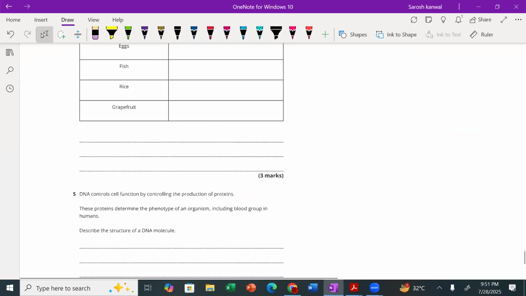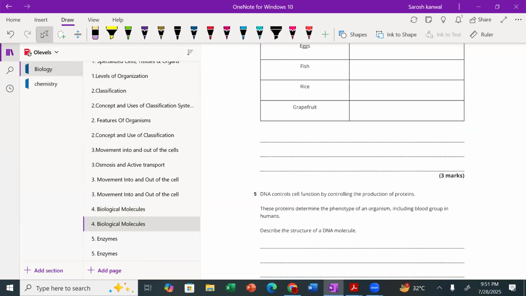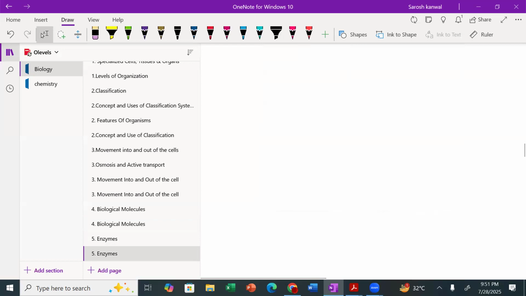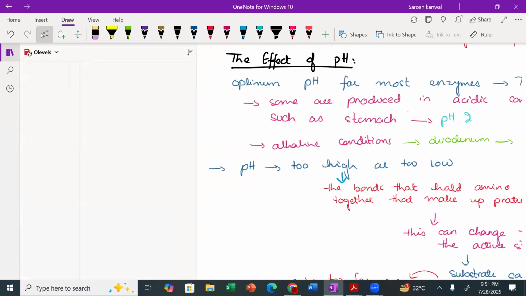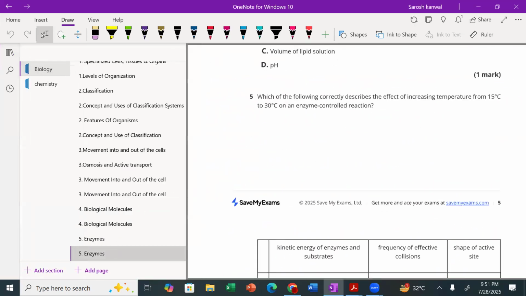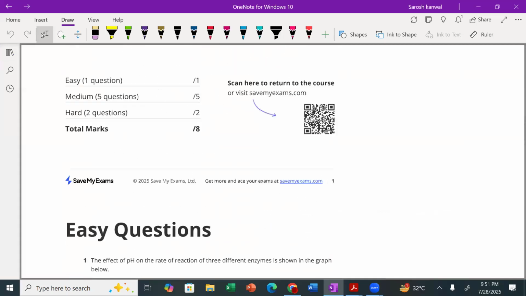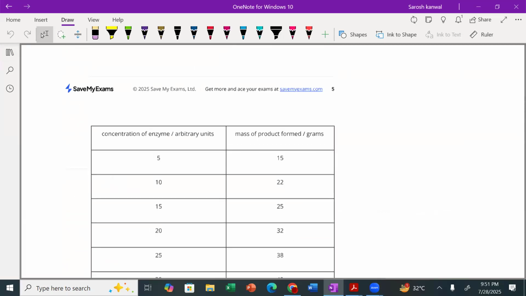Okay, children, that was for biological molecules. The rest of the questions you have to solve by yourself. And if there's still any difficulty, you could consult me, right? Now we have to do the questions related to the chapter enzymes as we have completed this chapter.